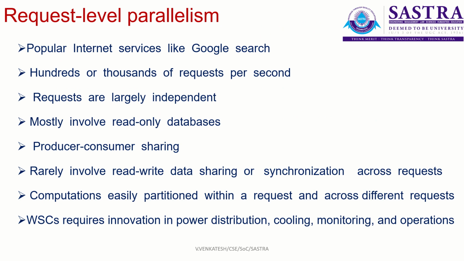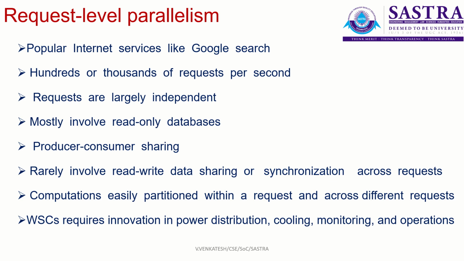Request level parallelism is given in the title of this information. For request level parallelism, the best example is Google search. Any request can be posted and then it will give you the information. The responsibility of request level parallelism is that hundreds of requests can be handled within a second. Requests are largely independent; we post independent requests and get the information. Mostly it involves a read-only database. It is already stored, so we can read that information from the database.